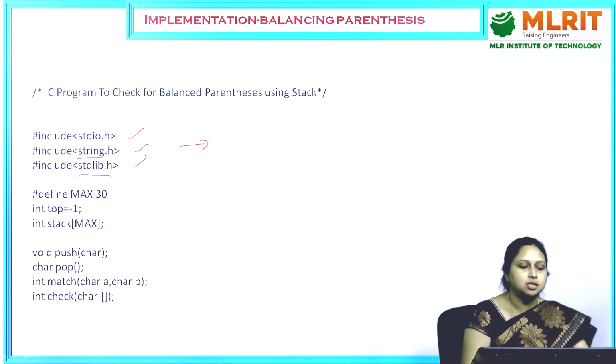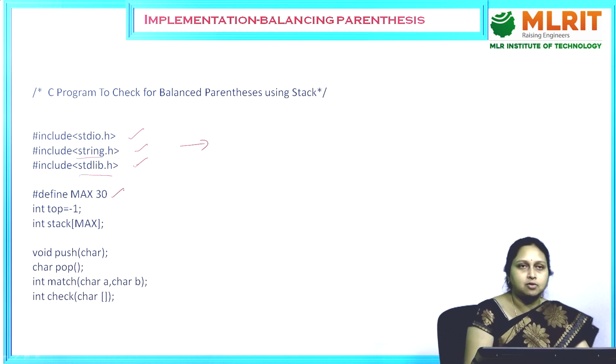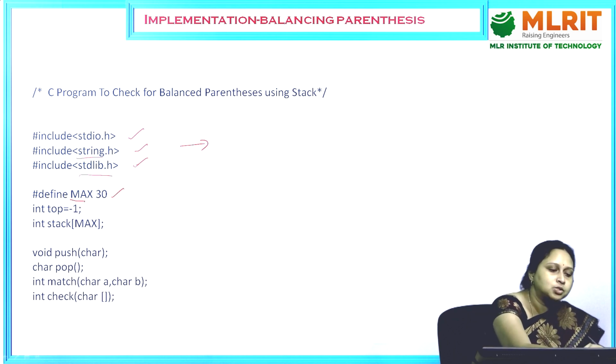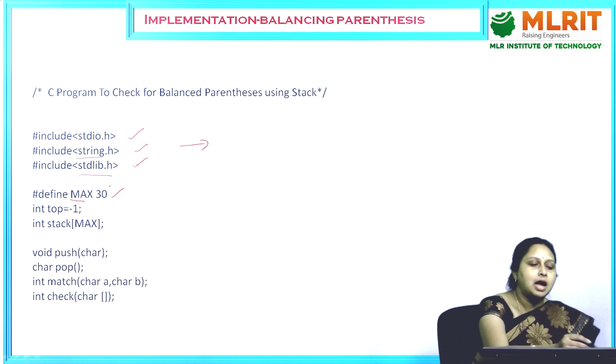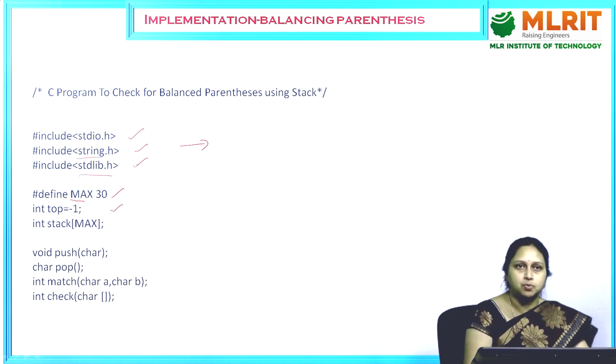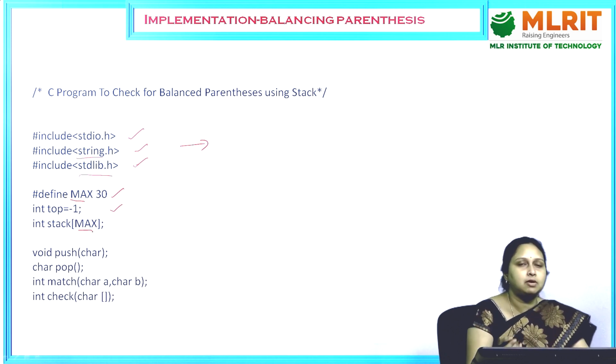Next, I am defining the size of my expression. You can consider it as max with size 30. This is a define directive, something like a macro. Wherever we find max, this 30 will be assigned in that place. And initially, we are going to take the stack. That's why we are initializing top equal to -1, and the stack of max is nothing but the stack array with max value 30.